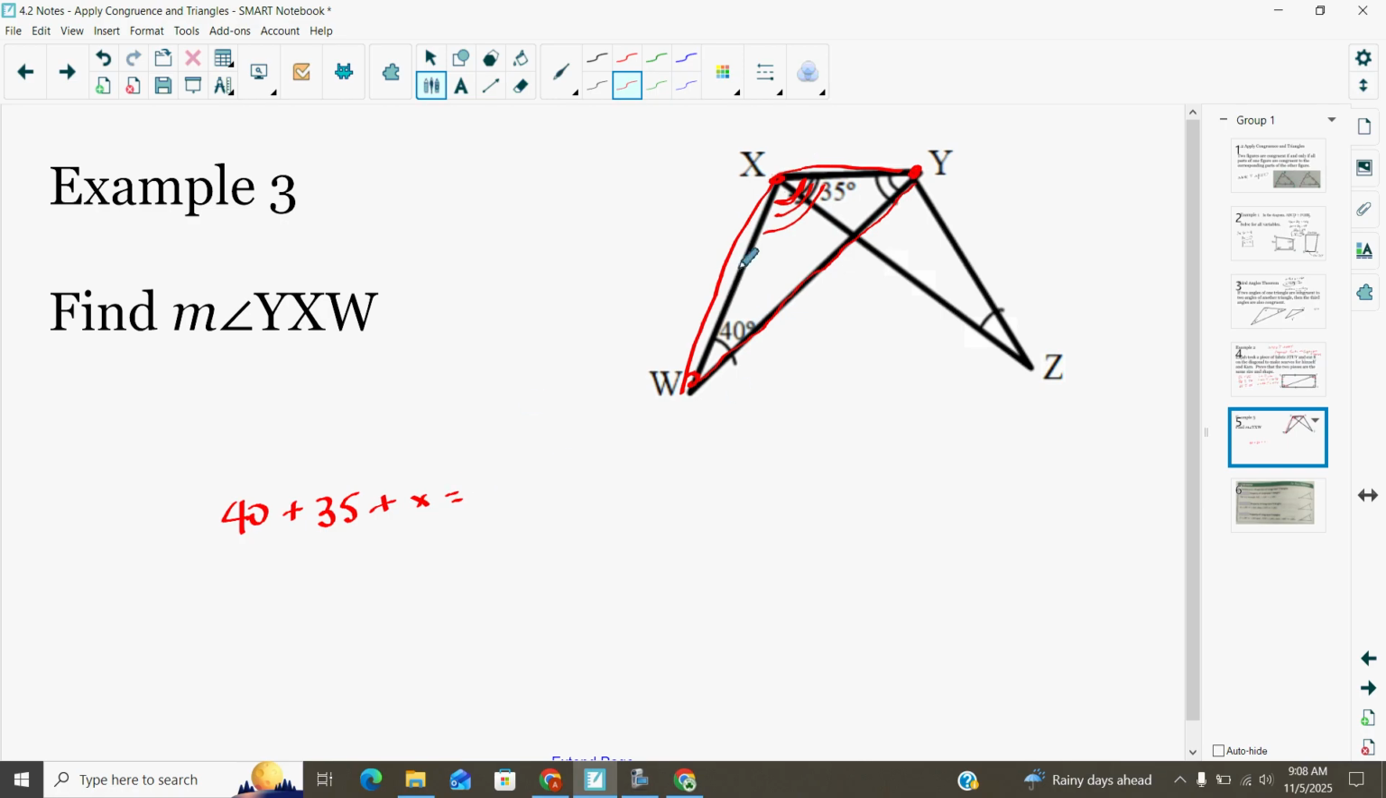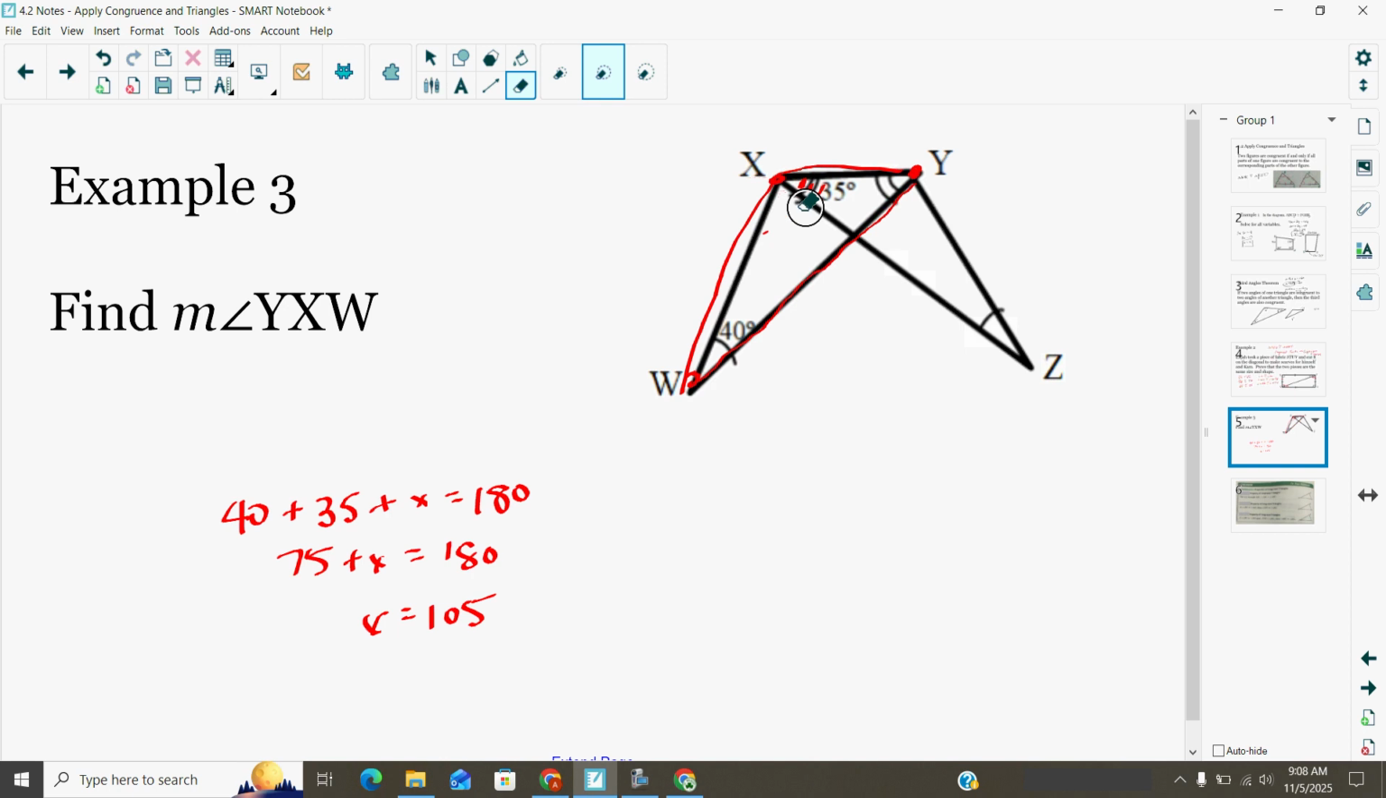40 plus 35 plus X. That forms a triangle. Really, that's all we need. 75 plus X is 180. Looks like X is 105. Why I wrote 110. So that full angle in here is 105.